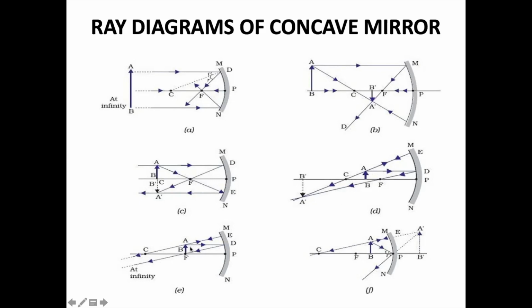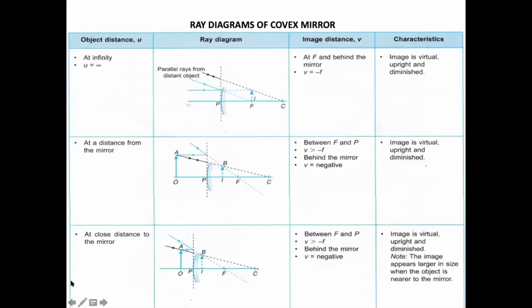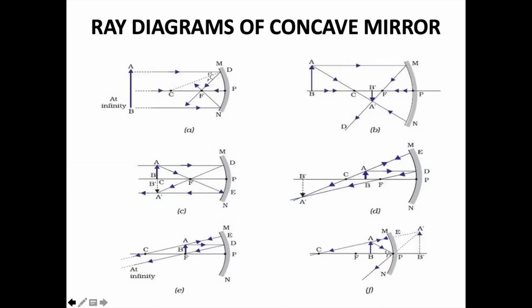And what will happen? Rule number which one? Rule number 3. From the height of the object, allow it to pass through the C and extend a line up till here. So when incident light is passing to the center of curvature, it will come back in the same direction. Let me extend it. It may meet at infinity. So where is the image formed? At infinity, they will meet. Therefore, it is a real and inverted image.